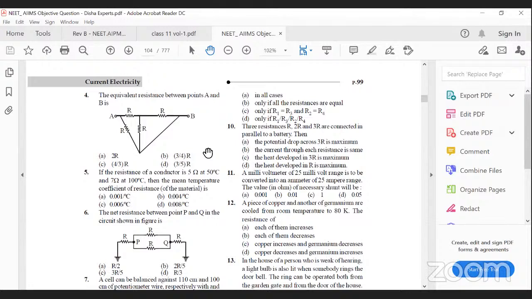First three resistances are in parallel. R by 3, then R by 3 is in series with that resistor. So, 4R by 3. Answer is 4R by 3, our third option.